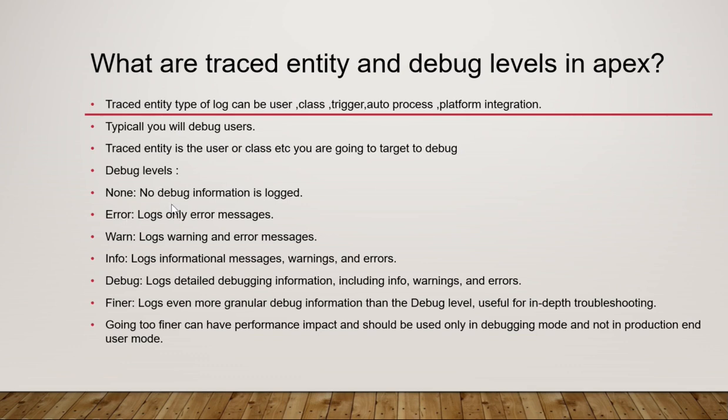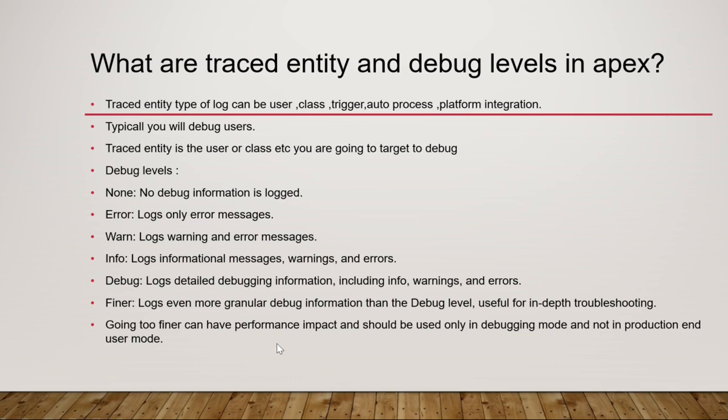Now, what are the debug levels? If you select none, no debug will be logged. Error, only error messages. Warning, warnings and error messages. Info means log messages, warnings and errors. Debug, detailed debug information including info, warnings and errors. If you want finer, it logs even more granular debug information than debug level. So these are the various levels.